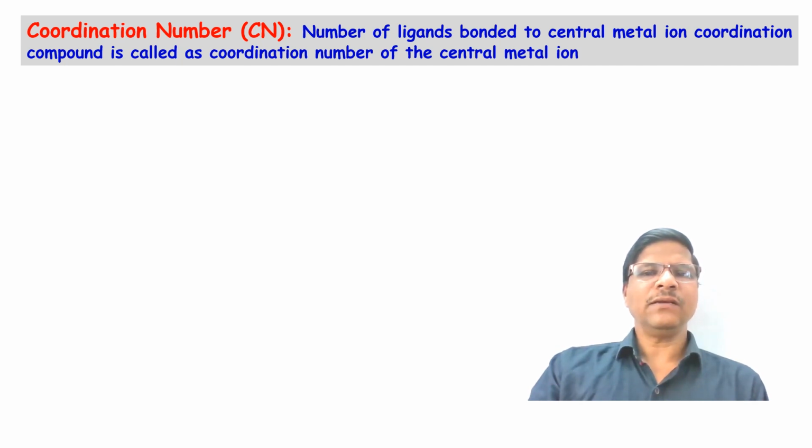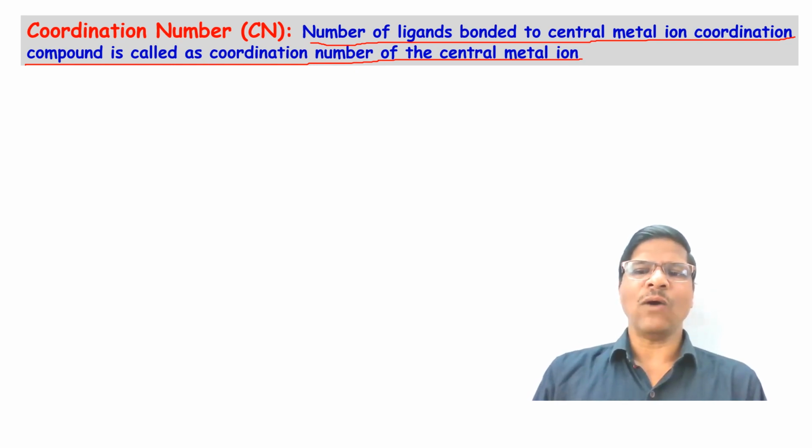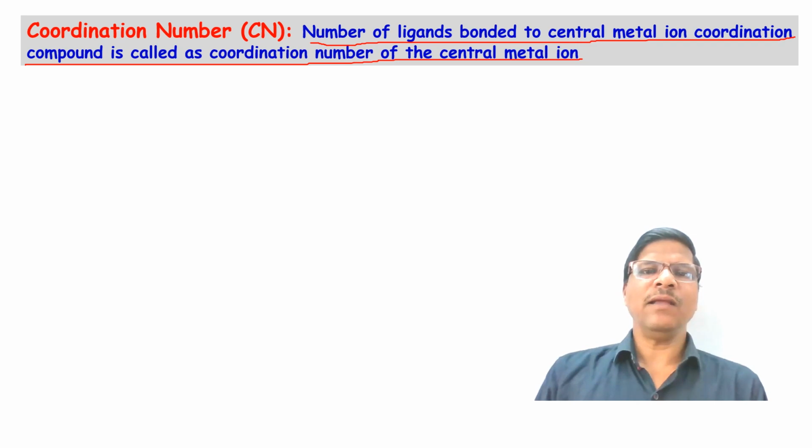The next definition that we have to explain is coordination number. So coordination number is nothing but the number of ligands bonded to the central metal ion in a coordination compound, and it is called the coordination number of the central metal ion. So simply you have to count the coordinately bonded ligands, the secondary valency of the central metal ion, and it is nothing but the coordination number.